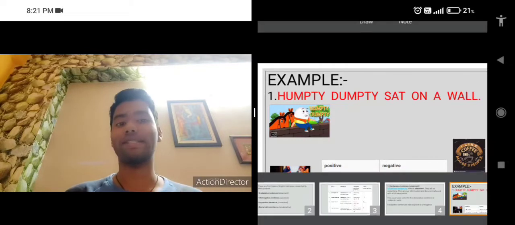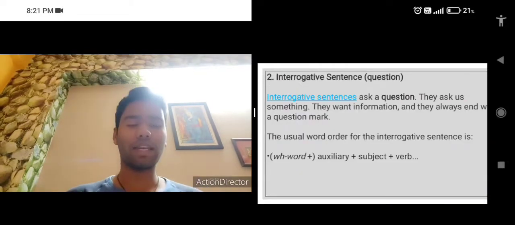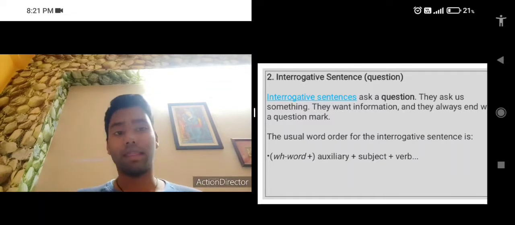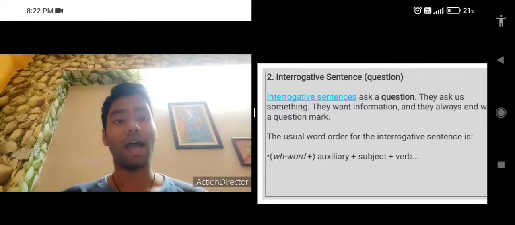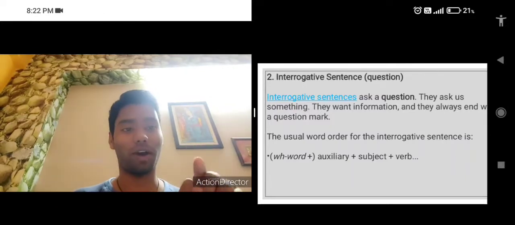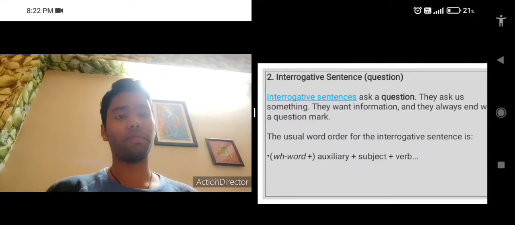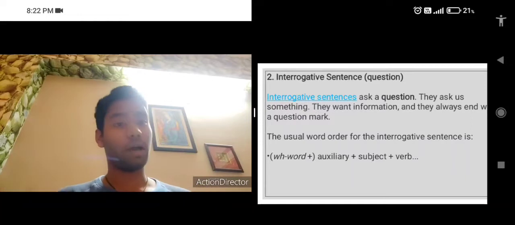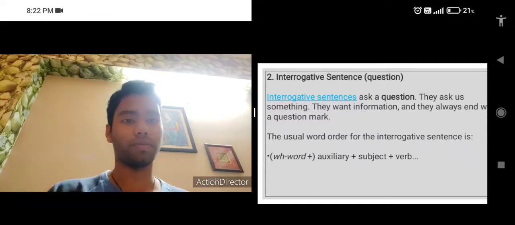Now moving on to the second category of sentence, we have the interrogative sentence. Interrogative sentences ask a question. They ask us about something. These types of sentences surely require an answer, and they always end with a question mark. The general word order of these sentences would be WH, auxiliary word, followed by a subject and a verb.